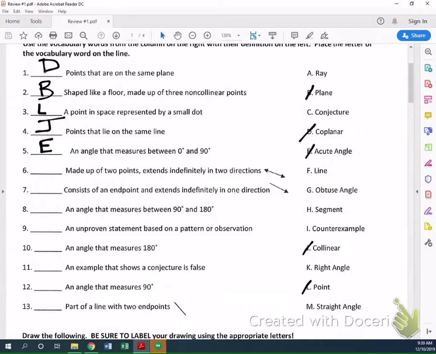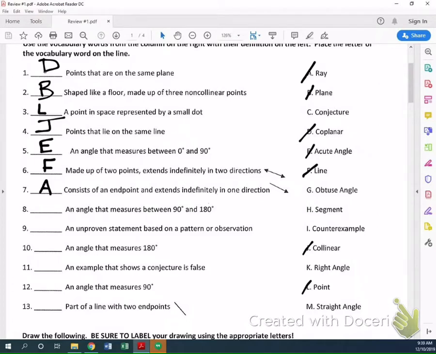Number 6, made up of 2 points and extends indefinitely in 2 directions. A ray extends in 1 direction. So 7 is ray, actually. 6 is line. A line is the one with 2 arrows on the ends.